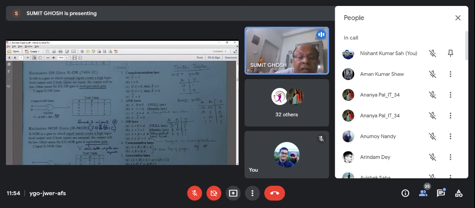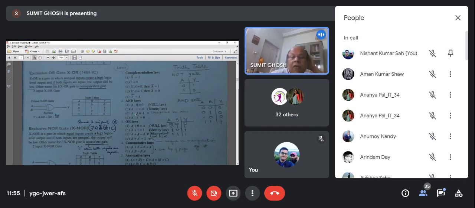OR laws is logical addition. A plus 0, that means A or 0. A or 0 is A. It is called null law. A or 1 is 1. Whatever you add to 1, you actually get 1. So if you add 0 with 1, you get 1. If you add 1 with 1, you get 1. So whatever you add with 1, you get 1.